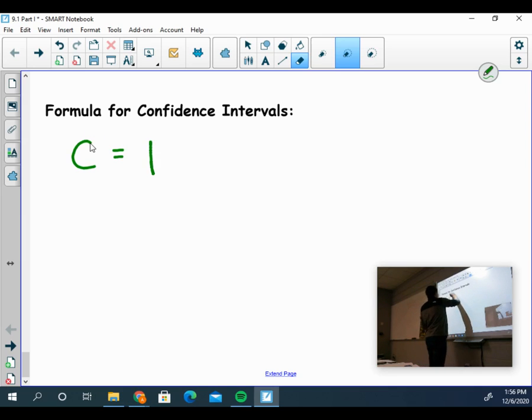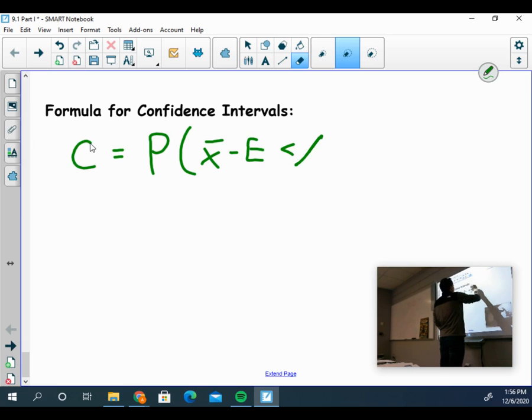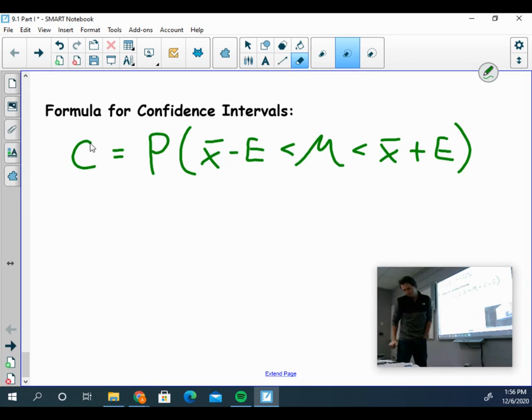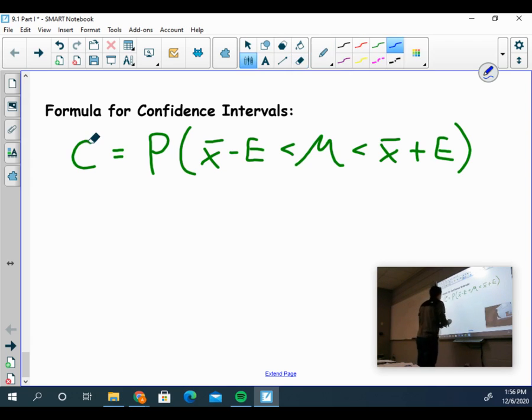C is equal to P of x bar minus E is less than mu is less than x bar plus E. This is our formula for confidence intervals. And here is how we can read this.